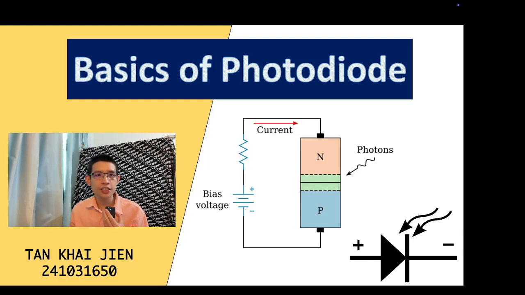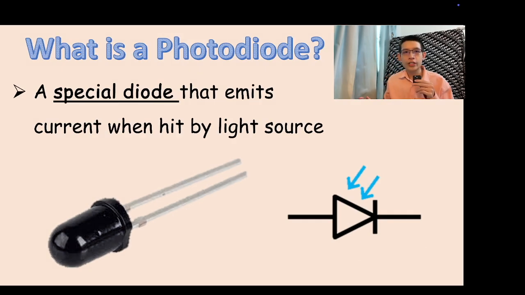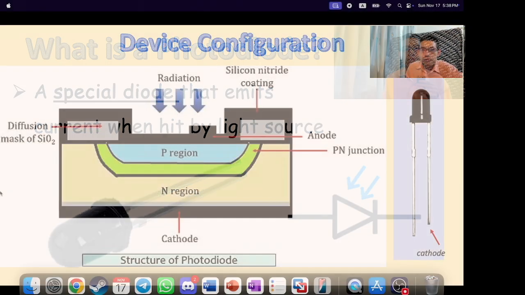My name is Tan Kai Jian, an electronic engineering student from UniMap, and in this video, we are going over the basics of photodiode. So what is a photodiode? Basically, a photodiode is a special diode that emits current when it gets hit by a light source.